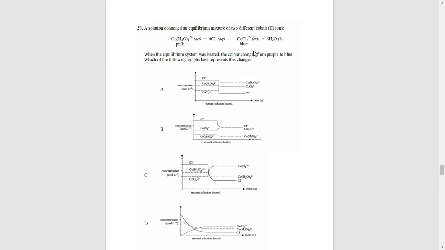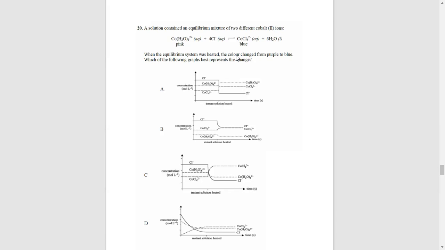Now, generally, they don't add it to ones that have food because cobalt is poisonous. And so they also develop other ones which change between green and sort of orange, which are not poisonous. But this is the traditional one. Okay, so when the equilibrium system is heated, the color changes from purple to blue.